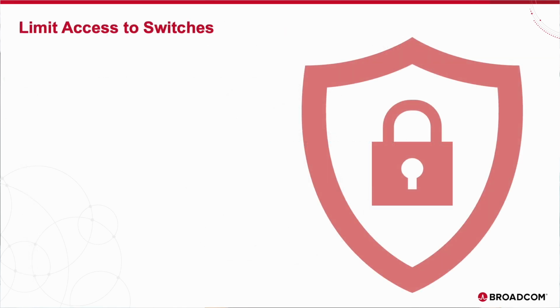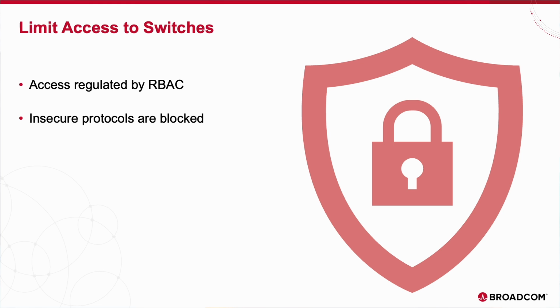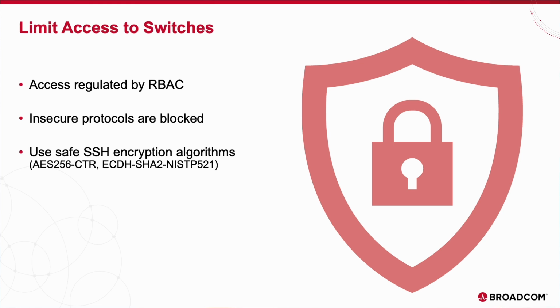We have role-based access control, which means that certain users only have access to configuring or accessing certain information on the switch or director. We also have disabled or blocked insecure protocols, such as clear text telnet or HTTP. We use safe SSH encryption algorithms. And we have also disabled the root account so that if somebody does get access, they don't have root access that provides them full access of that switch or director.